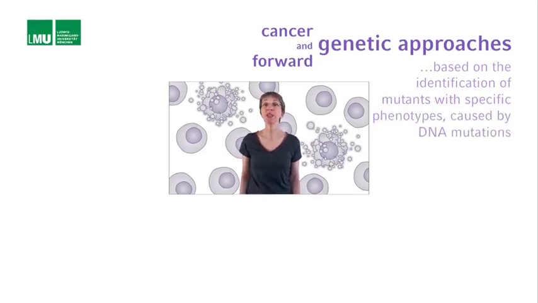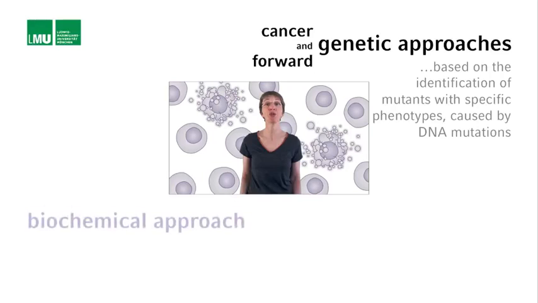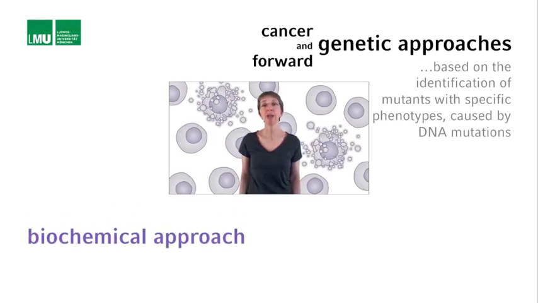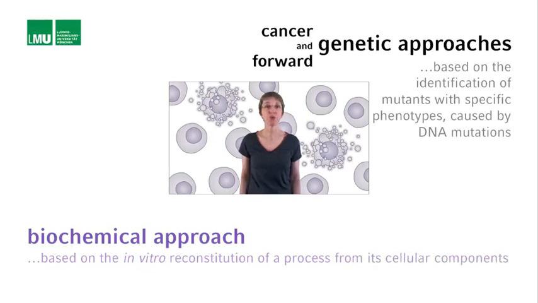Using this approach, genes can be identified in an unbiased manner that are involved in a particular process of interest, such as apoptosis. A biochemical approach is an equally powerful, unbiased tool for gene discovery. However, it is based on the reconstitution in a test tube, or in vitro, of a process of interest from cellular components. Once such a process can be reconstituted in vitro, the minimal set of cellular components can be identified that are sufficient for this process.